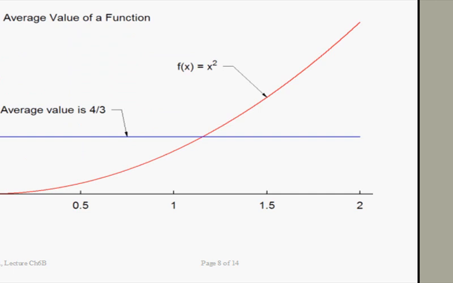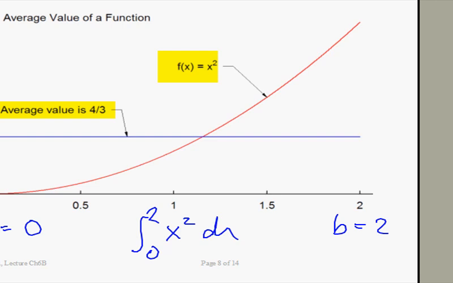And this is a graph of what we just did. Here's x squared. Here's its average value. In this case, again, a was equal to 0, b was equal to 2, and we integrated from 0 to 2 x squared dx and divided by 2 minus 0, and that's the average. Turns out to be 4/3.